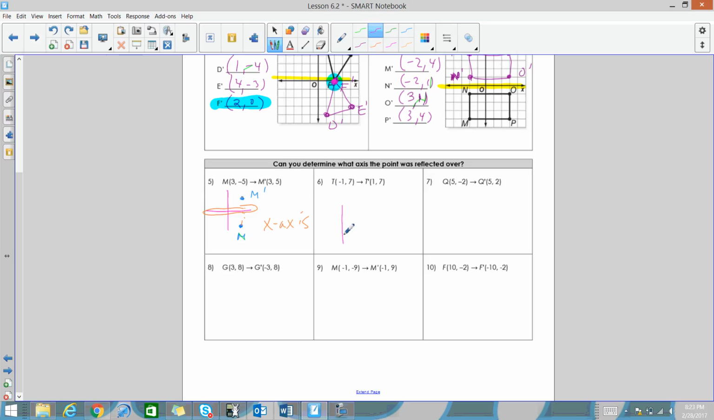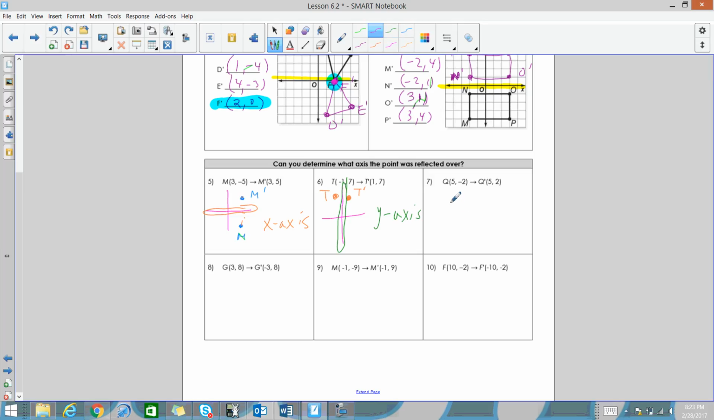So number 6, again, draw a mock diagram. I start with negative 1, 7. Negative 1, 7 means I go left 1 and up 7. So there's T, and now my prime is 1, 7. That means right 1 and up 7. So if this is T prime, think if we were to extend this graph out, what are these 2 points reflected over? Well, they're both reflected over the y-axis. You see that? The mock diagram really helps you out when you're doing these things because it gives you an idea of where the points reflect over. So where are they split? What axis is splitting them?